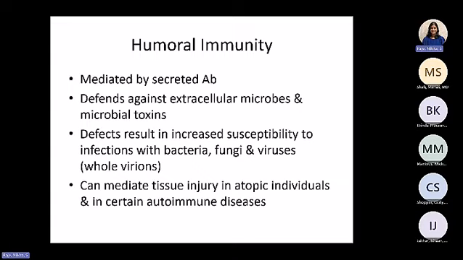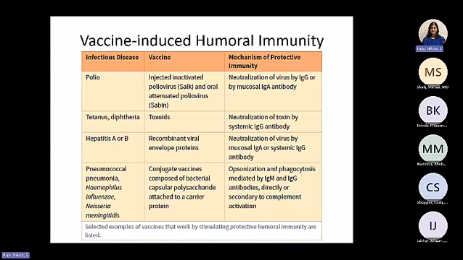Defects result in increased susceptibility to infections with various microbes such as bacteria, fungi, and viruses. And unfortunately, antibodies can also mediate some tissue injury that leads to atopy and autoimmune disorders in different situations. Let's talk about vaccine-induced humoral immunity.